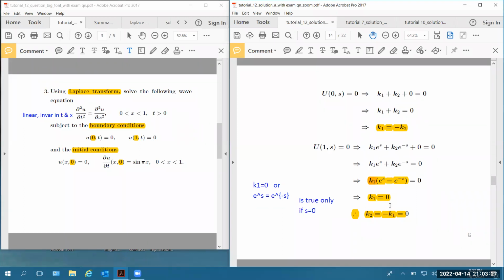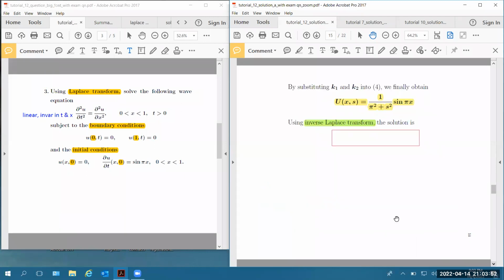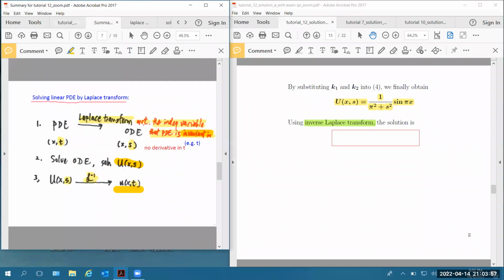And therefore, you can also find your K2. K2 is also 0. All right, so K1, K2 both 0. So now what you do is you substitute K1 as 0, and K2 as 0 here. That means you have found the unknown constants already. And then you can now get your U(x,s). So now you put in your K1, K2, and you finally obtain your U(x,s). All right, so this is our summary here. You have done step 2. You have obtained your U(x,s) already.